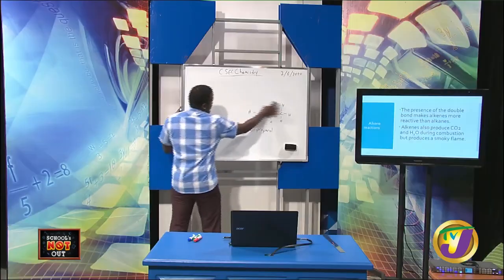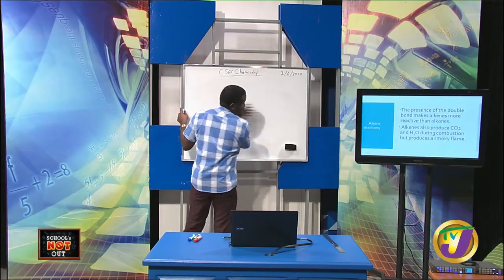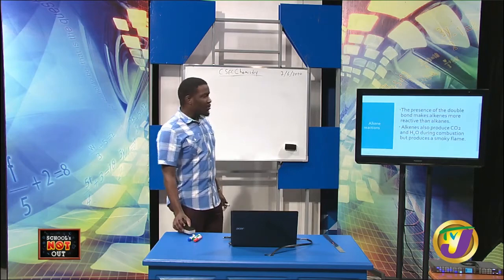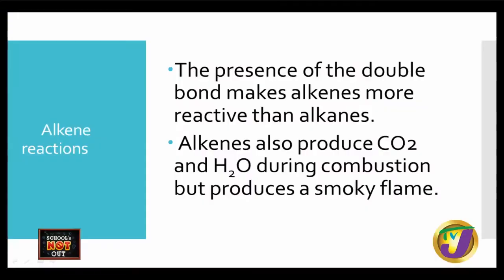So we're looking at alkene reactions. The presence of the double bond makes alkenes more reactive than alkanes. If alkanes were like the old people who lived their life to the fullest and nothing really bothers them anymore, alkenes would be like the young people who want to prove themselves, with things they want to deal with, right? So they're kind of reactive. They undergo a lot of reactions.